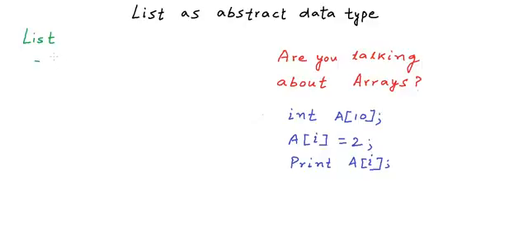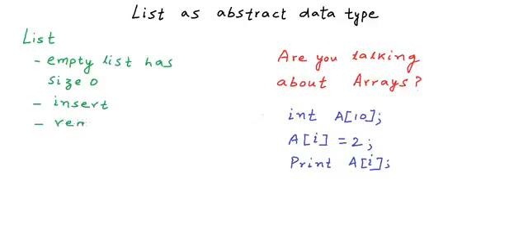So the features of my list are that I'll call my list empty if there are no elements in the list. I'll say the size of the list is 0 when it is empty, and then I can insert an element into the list, and I can insert an element at any position in an existing list. I can remove element from the list. I can count the number of elements in the list, and I should be able to read or modify element at a particular position in the list.